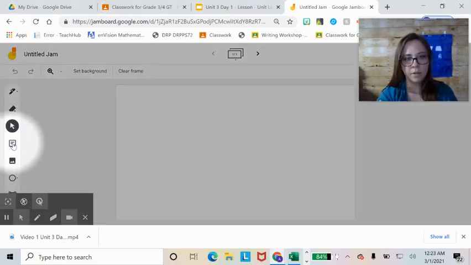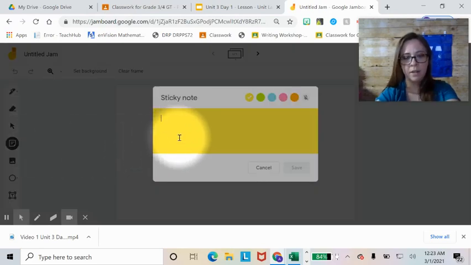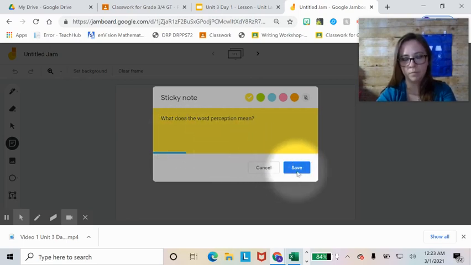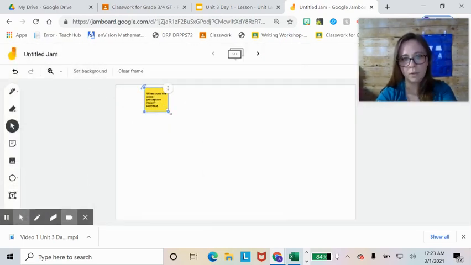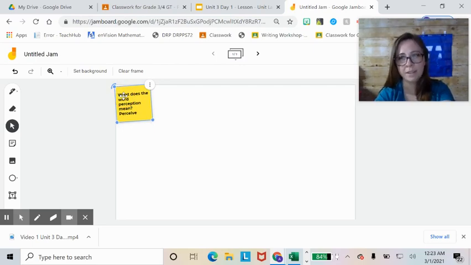I'm going to come over here to where the sticky note is and click on it. And I'm going to put my question, what does the word perception mean? And then I'm going to put the word perceive. I want to see what my students know about this word. I could put pictures here as well. I could change my background up, but I just want to take a pulse of my class to see what they already know, to gauge their background understanding.